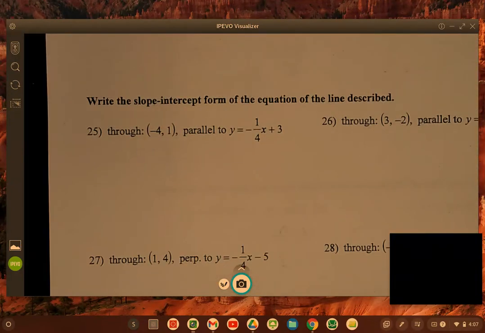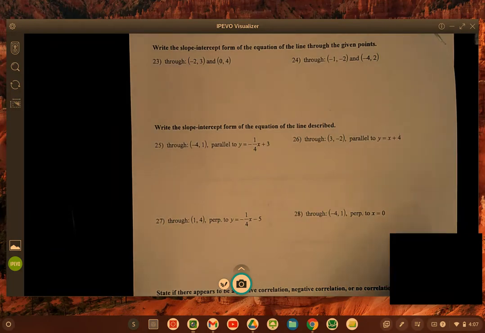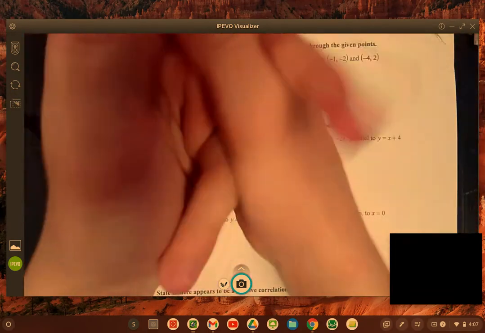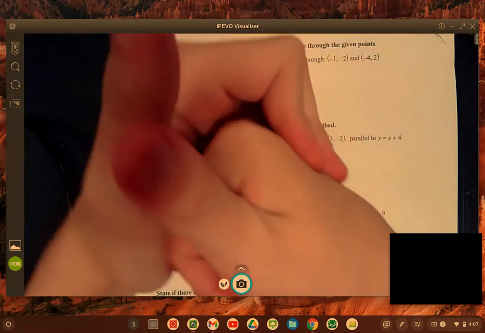Last page. Right, the slope. And okay, so this one, do you have, is that a cool thing you can do?